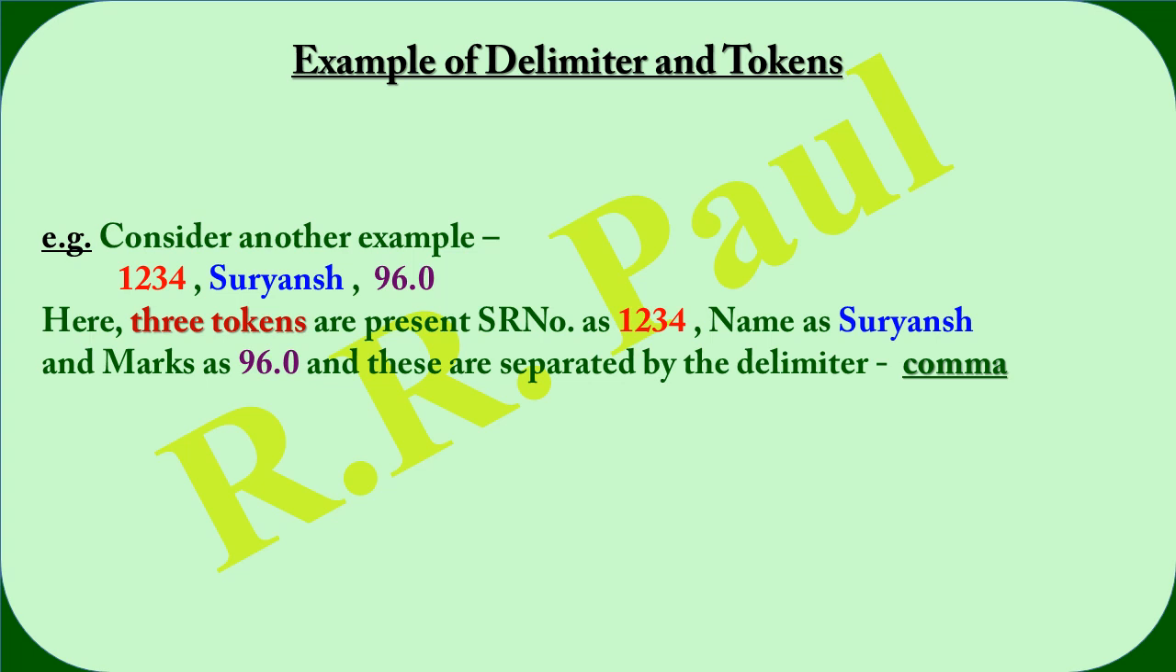Another example of a different type of delimiter is there on the screen. After 1234, we have a comma. After Suryansh, we have another comma. And after 96.0, we have a carriage return. So by default, at the end of any input, a carriage return will be there. But in between, we can set the delimiters. Here, the delimiter is comma.